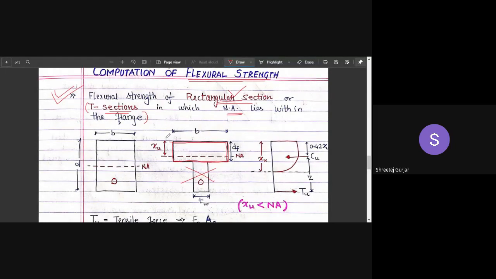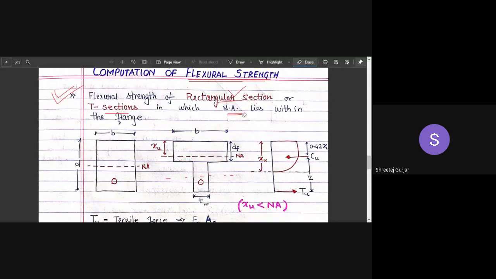This is your first case, and in the second case, the neutral axis will be in your web. In the first case, it is for a rectangular section, or when your neutral axis is within the flange of a T section, or within the flange of an I section also. I section or T section, both will be applicable over here.